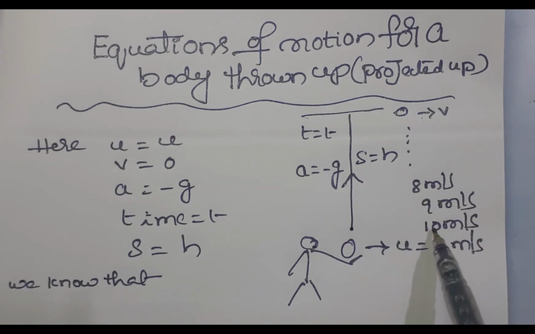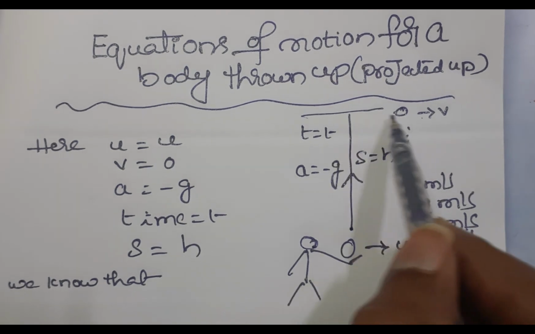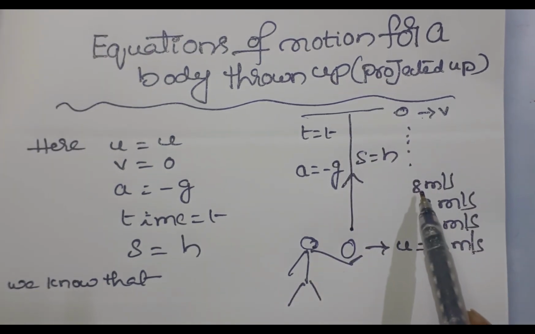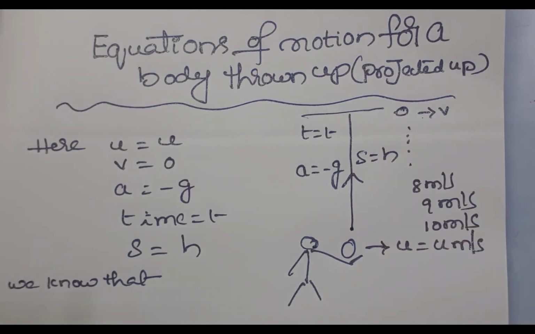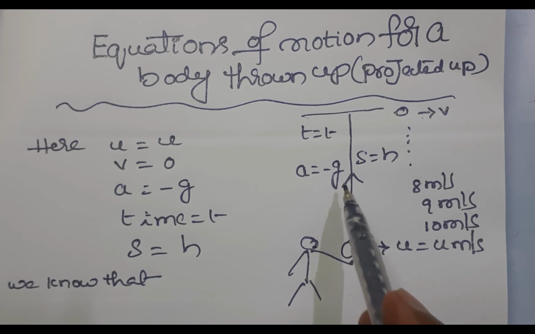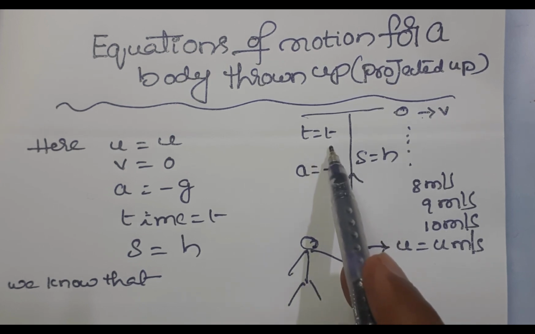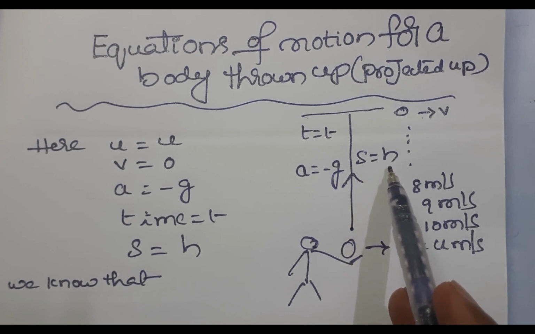As it moves up, its velocity goes on decreasing and becomes zero at the maximum height. This decrease of velocity is due to gravity acting in the downward direction. As the body is moving up, gravity acting on the stone is in the downward direction. That is why the rate of change of velocity is in decreasing order under gravity. So acceleration due to gravity is minus g, or negative. Time taken is t, and the vertical distance traveled is taken as height h.